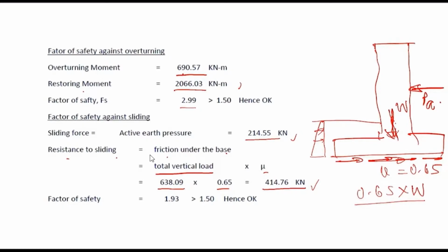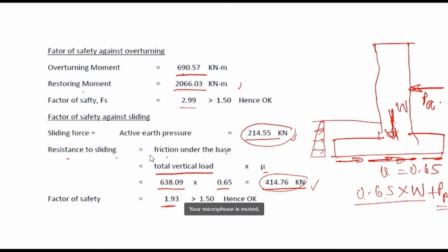Okay, if you consider the participation of this passive earth pressure, then we will have to add this PP. So the restoring force will become 0.65 times W plus PP. So we have neglected this participation of passive earth pressure. Okay, so now the factor of safety will be equal to 414 divided by 214. It will become 1.93, that is more than 1.5.